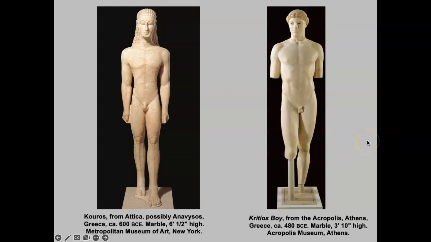And contrapposto means counterbalance, or literally counterpoise. And it refers to the human figure standing again with its weight mostly on one foot, so the shoulders and arms twist off axis. And if you compare it to the Kouros, the figure is now breaking free from that stark symmetry that we see in the archaic period.